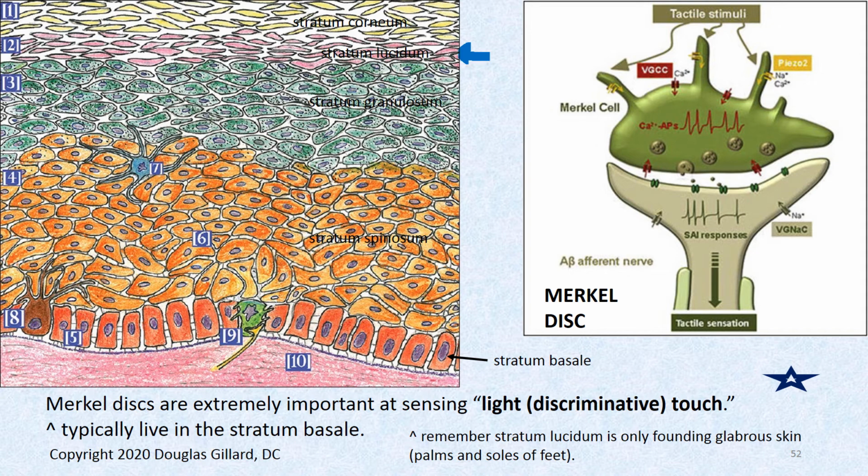And it's made of two parts. There's the Merkel cell, and then there's a nerve that connects to it. That's called the alpha-beta afferent neuron. And those two components join right in the stratum basale. These Merkel discs are really, really high-yield board stuff to know, I think.